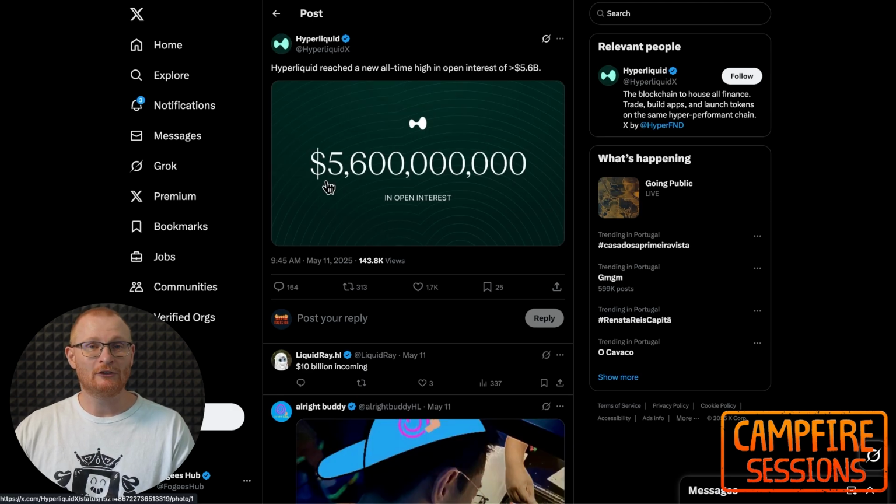They're definitely doing so many things right because they have open interest of $5.6 billion. That's the total amount of money that's sitting there in a long or a short position that hasn't been closed. Actual money in the system that a fee is taken on, which of course goes to Hyperliquid.